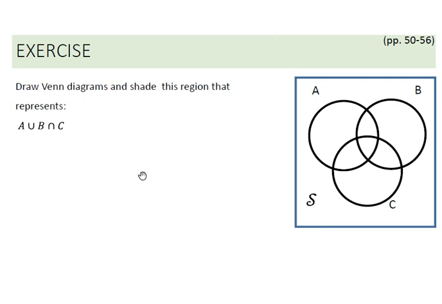Now you can also pause the video here and try to solve this exercise. Draw Venn diagrams and shade the region that represents A union B and the intersection of A union B with C.